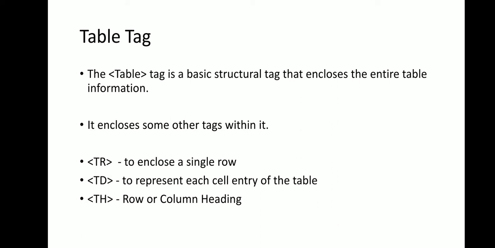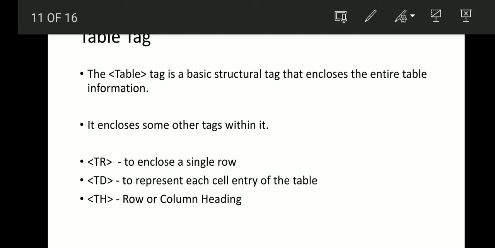The two important elements in defining a table are row and column. A table is actually a collection of rows and columns. Yes, a collection of rows and columns is called a table. The table tag is a basic structural tag that encloses the entire table information, and we still have some other components to build a table. They are row and column.